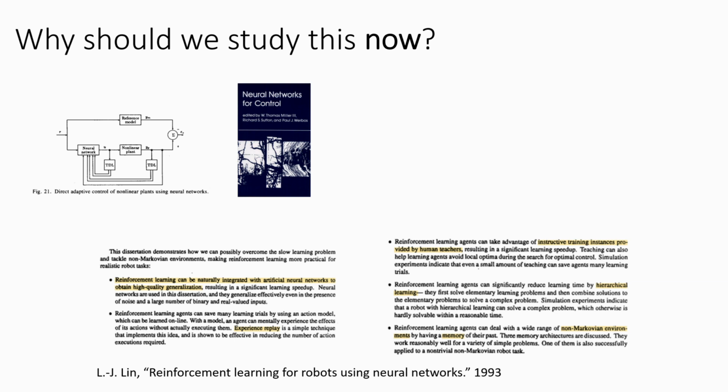Reinforcement learning agents can significantly reduce learning time by hierarchical learning. Hierarchical reinforcement learning is also a very active area of research today. We'll probably have a little bit of discussion of hierarchical reinforcement learning towards the end of the course. Reinforcement learning agents can deal with a wide range of non-Markovian environments by having a memory of their past. We'll discuss recurrent neural networks, memory, and other related topics, particularly when we talk about meta-learning later on in the course. So this is from quite a long time ago, but many of the ideas are things that we're still iterating on today.